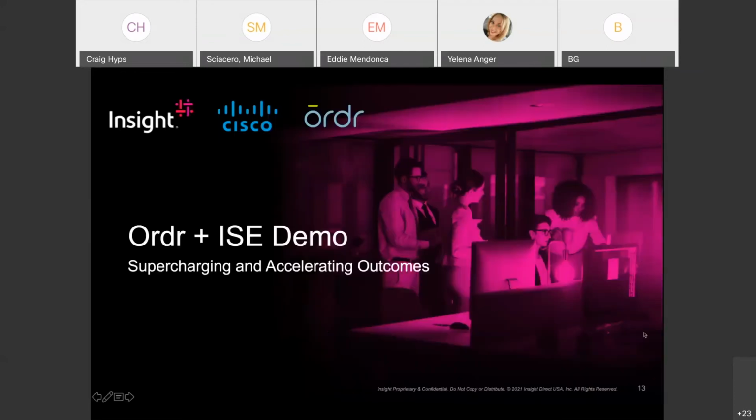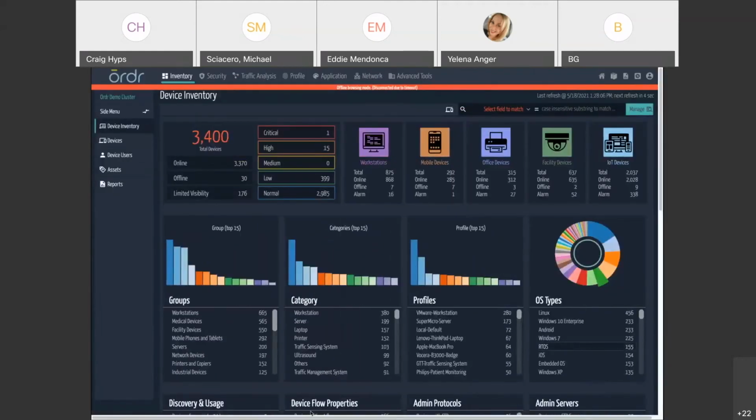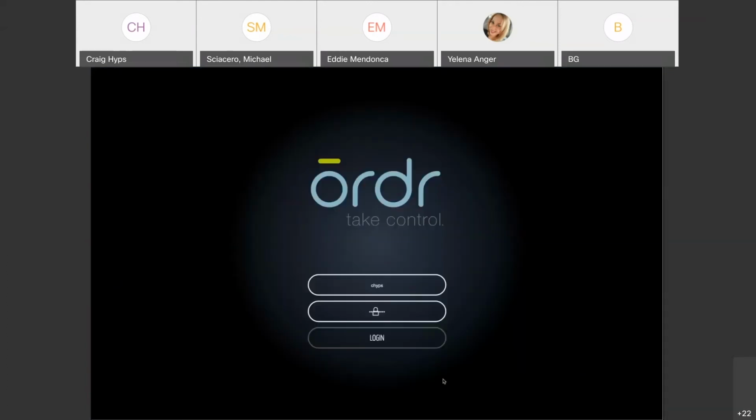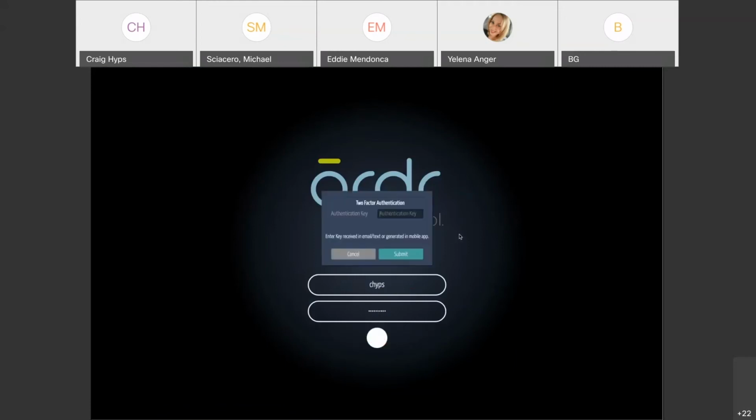So with that, and I love this slide because it shows that we have a very clandestine demo going on here. So I'll show you the secret demo, and I need to go ahead and log back into my system. We've got it secured with two-factor.